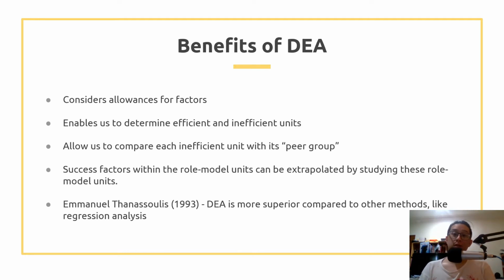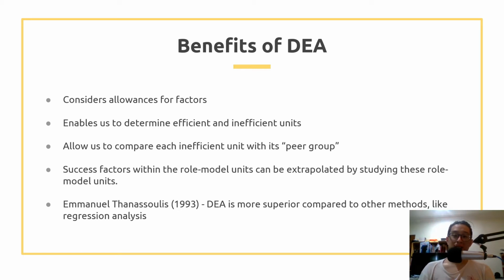So why is DEA so suitable for these types of evaluations? Well, it's because DEA enables results to be compared while considering allowances for factors. DEA enables us to determine the efficient and inefficient units within a given framework where the results are considered in their given context. In addition, information gathered from the DEA assessment can allow us to compare each inefficient unit with its peer groups. That is a group of efficient units that are identical with the units under analysis.